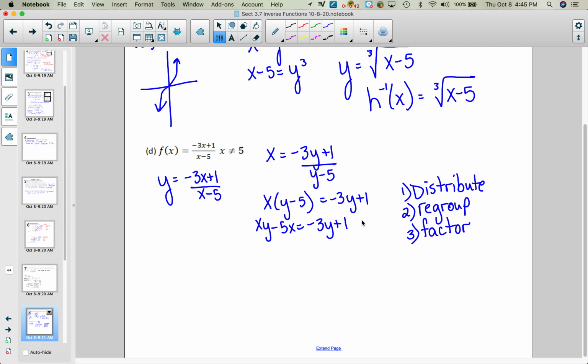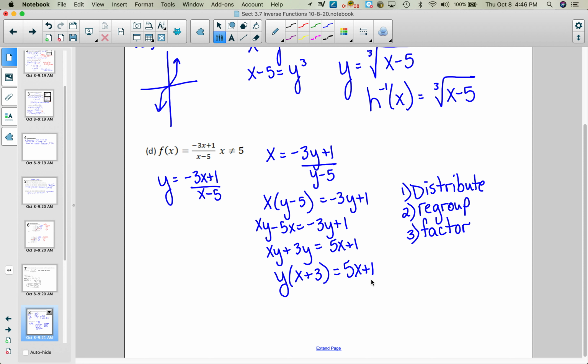So there's that step. Now I'm going to regroup, and that just means get the y's on the same side. So I'm going to have xy plus 3y, and I'm going to add the 5x to the other side. I'll put it first, 5x plus 1. Okay, so that is the regroup. And now I need to factor because I need to pull that y out. So I get y times the quantity x plus 3 equals 5x plus 1.